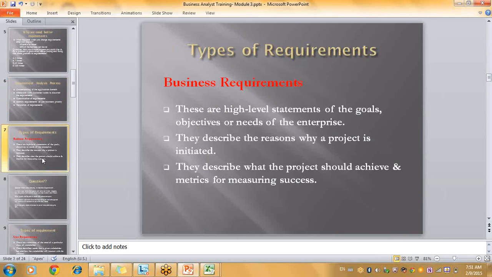Then we'll see what other types of requirements there are. Business requirements, yes. Now we will see the different types of requirements. We have business requirements. These are high-level statements of the goal, objective, or need of the enterprise, right?